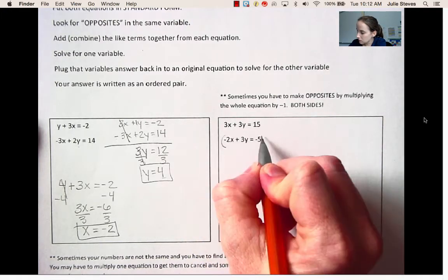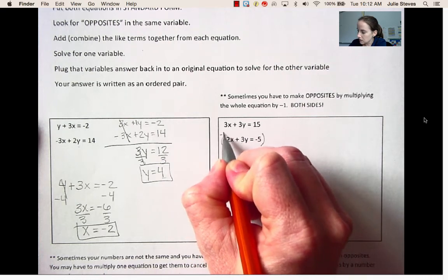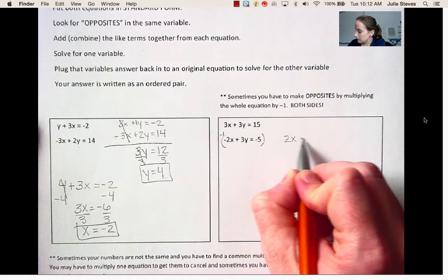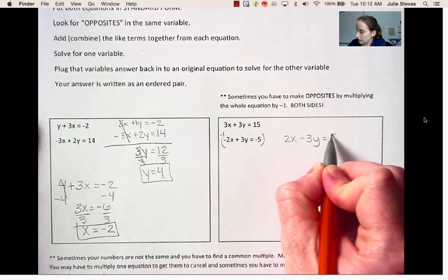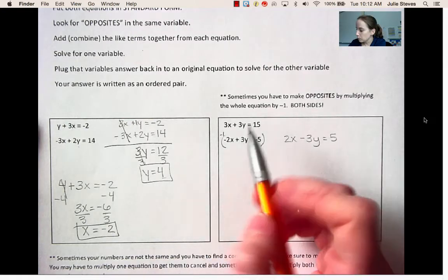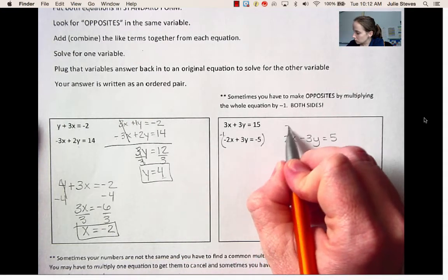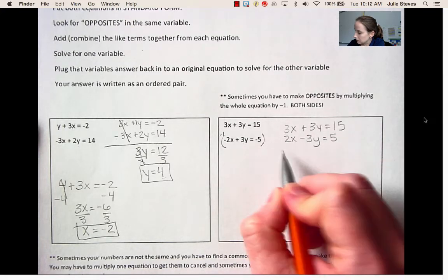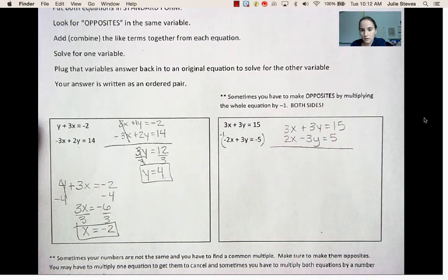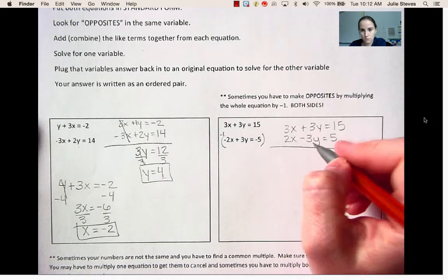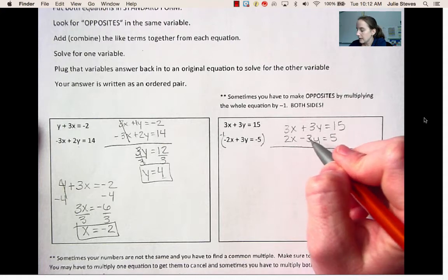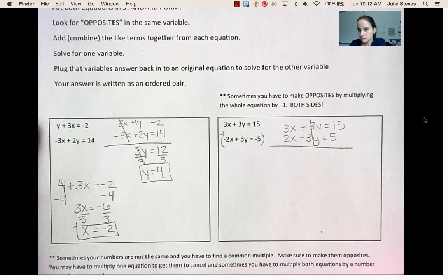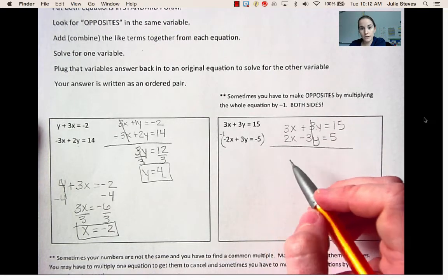I'm going to choose this one, and I'm going to multiply everything in this equation by negative 1. So I'm going to have 2x minus 3y equals a positive 5. Then I'm going to rewrite the first equation, 3x plus 3y equals 15. Now, when I combine these together, the y's are going to cancel because I have a positive 3y. And when I put that with a negative 3y, it makes 0. So that's gone. Everything else should generate values.